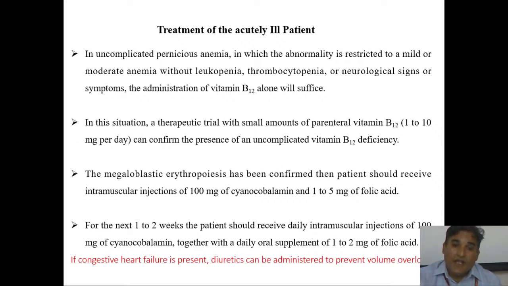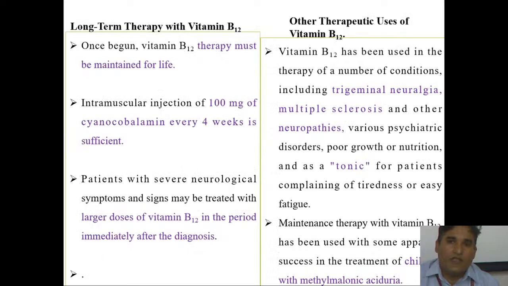And the patient should receive a daily intramuscular injection of 100 mg of cyanocobalamin, which may be given with a supplement of folic acid. If other cardiovascular conditions are there, you can give the drug accordingly. This is the long-term therapy. Once vitamin B12 therapy is started, it must be continued throughout life, according to the situation, by monitoring the hematologic level of the RBC.